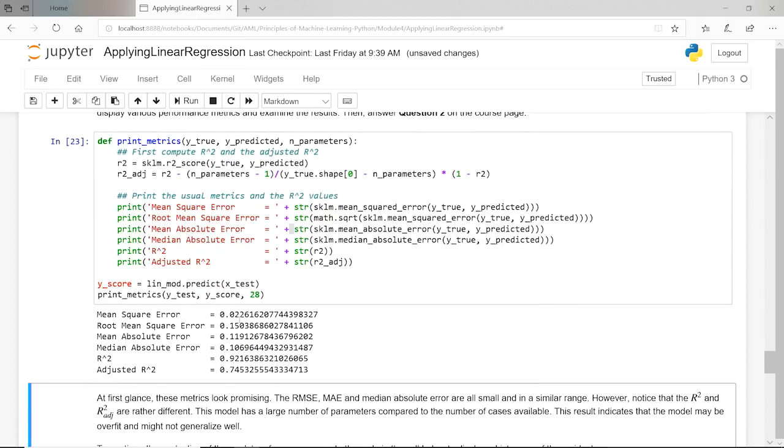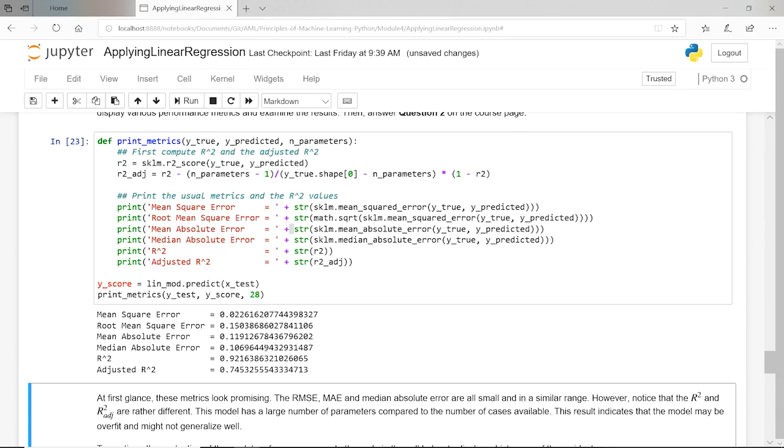Remember, this is for the automobile prices, and so it's important to keep in mind we're evaluating on the log prices. The mean squared error is just 0.02, and the root mean squared error, of course, is considerably bigger because it's the square root. Mean absolute error and median absolute error are pretty close. These are all pretty similar. R squared is pretty high, 0.92, which means we've explained a fair amount of the variance of that original data.